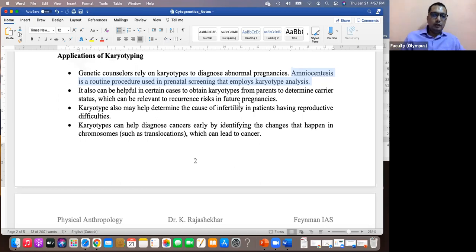The next one is helpful in certain cases to obtain karyotypes from parents to determine carrier status. Someone is suffering from frequent miscarriages, so problems with pregnancies. What can they do? They can check whether she is a carrier for certain problems. If they suspect that a person is a carrier for certain problems, karyotyping can be used similarly. So both of these can come as part of the genetic counselor's work.